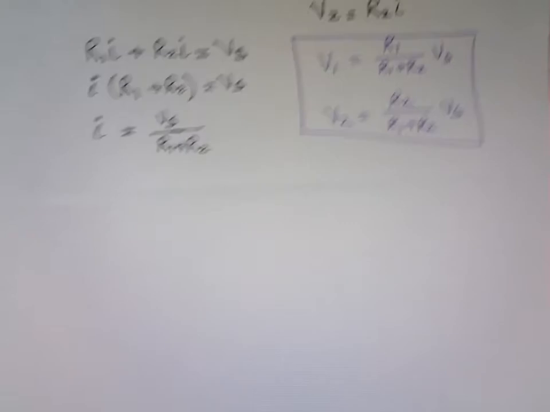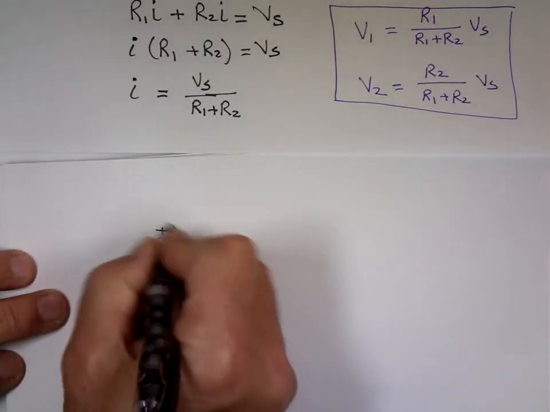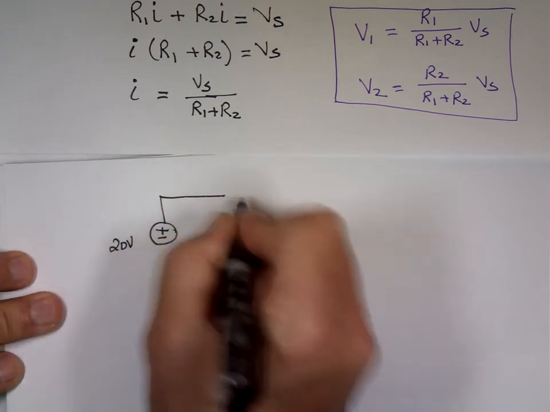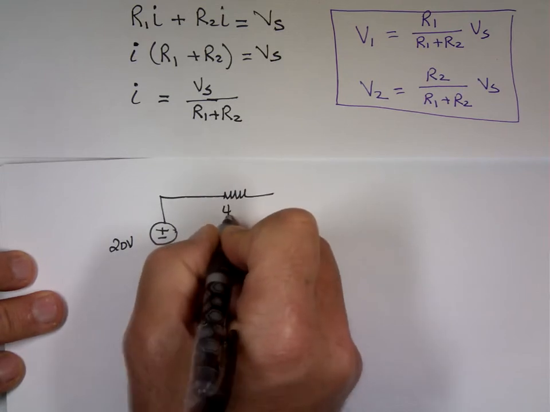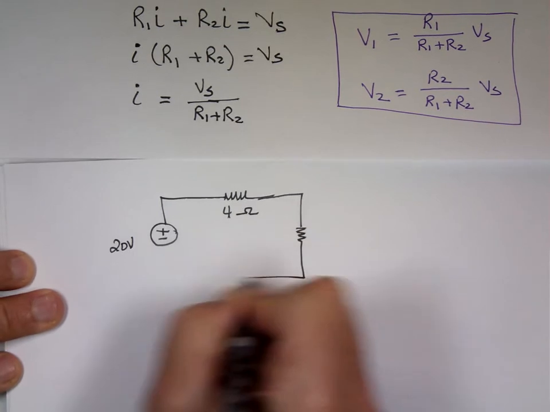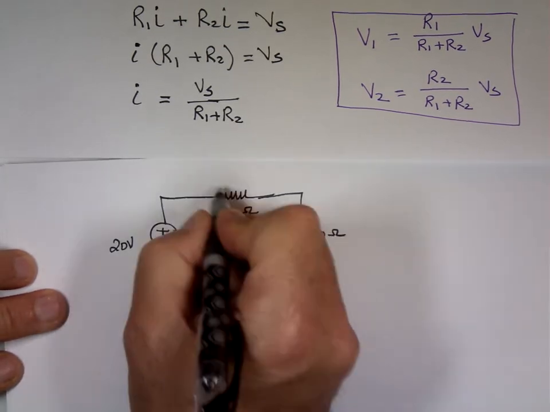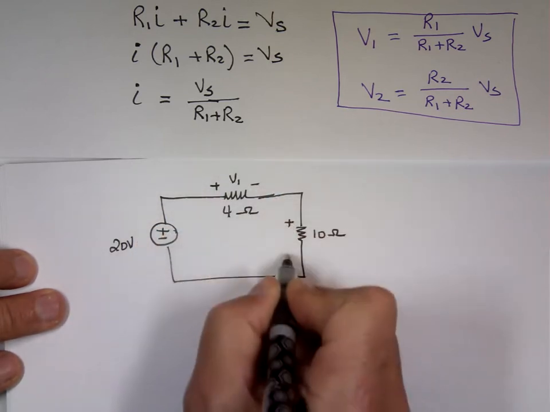I'll give you some numbers for this example. 20 volts, 4 ohms, 10 ohms. I want to know the voltage here, we'll call it V1, and I want the voltage here, we'll call it V2.